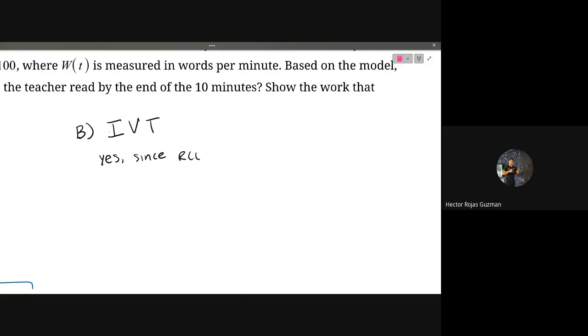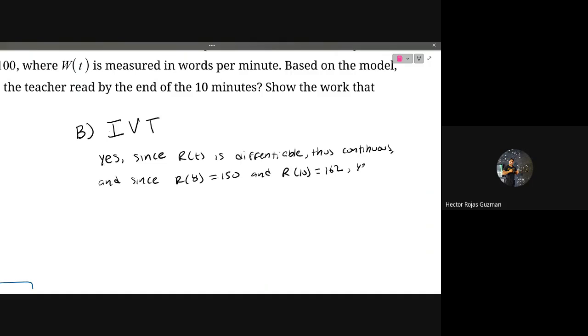Since R of t is differentiable, thus continuous, and since R of 8 equals, I made a mistake here, 150, and R of 10 equals 162, yes, there is a C value.